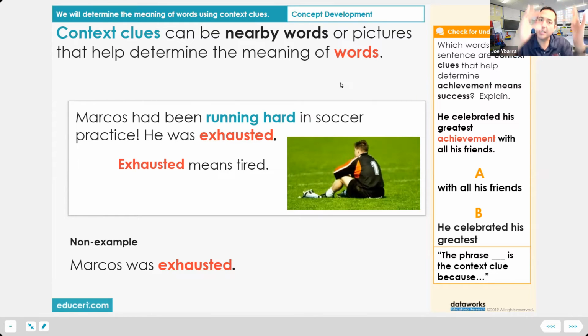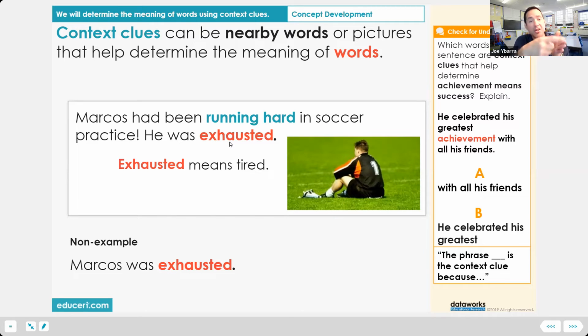But now you have to connect it to the example. That's how you contextualize definition. You need to connect it to example. Let's all read this together. Ready? 1, 2, 3. Marcos had been running hard in soccer practice. He was exhausted. Let's pretend we don't know what exhausted means. See, that's an unknown word. Marcos had been. That's nearby, but that doesn't give me enough information. Marcos had been sleeping, had been eating. That doesn't tell me what exhausted is.